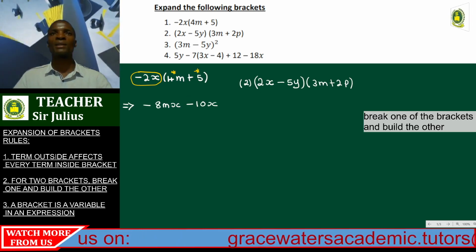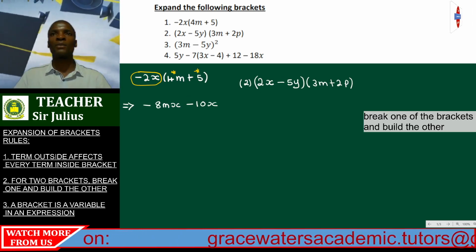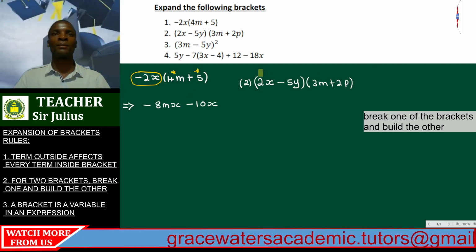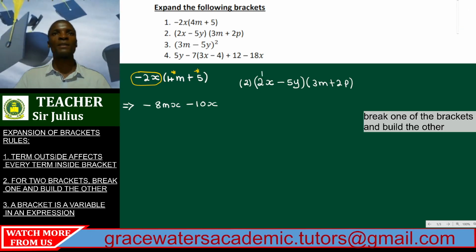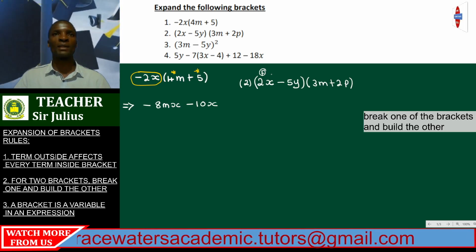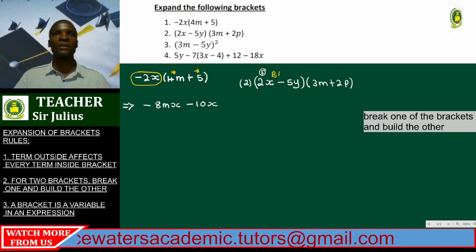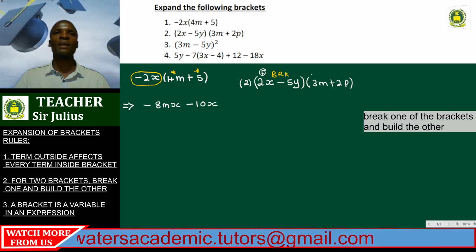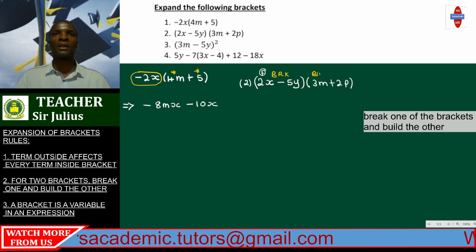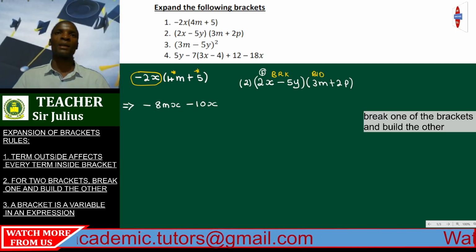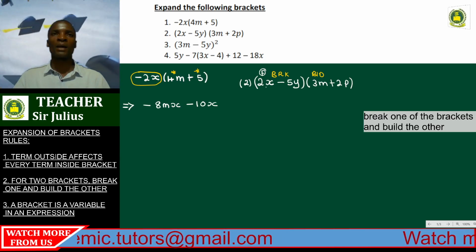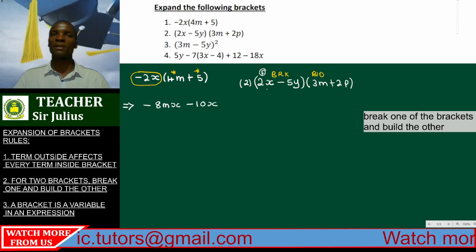Okay, so let us take this bracket to be the first bracket. So if this one is the first bracket, what we are going to do is break it. That's what the law says. So we break the first bracket, and if this one is the second bracket, we are going to build this second bracket. So according to this law, it means breaking. How many components do we have in the first bracket?